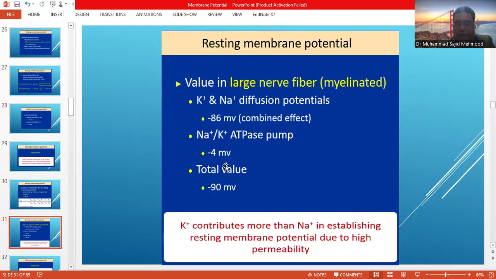So value in large myelinated nerve fiber, जो सोडियम पोटेशियम पंप है, उसका रोल है -4 मिली वोल्ट का, और combined पोटेशियम और सोडियम का जो इफेक्ट है, it is about -86 millivolt, and the total net value of the resting membrane potential is -90 millivolt. Potassium contributes more than sodium in establishing the resting membrane potential due to high permeability.